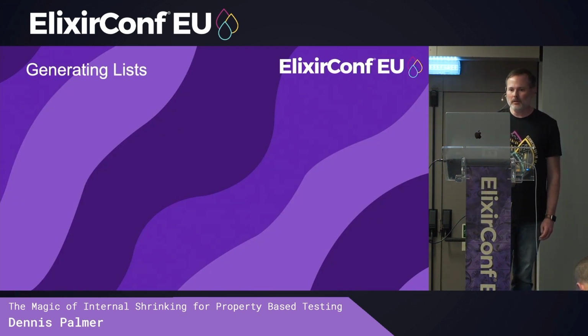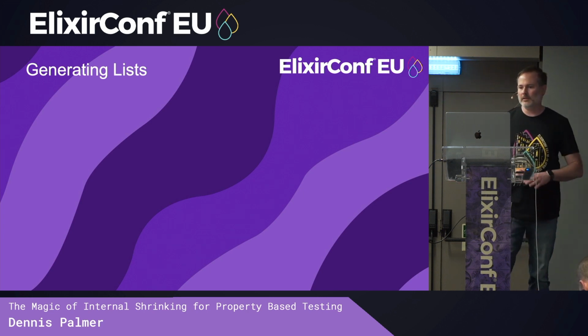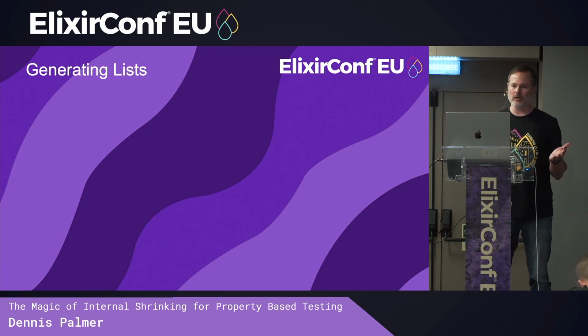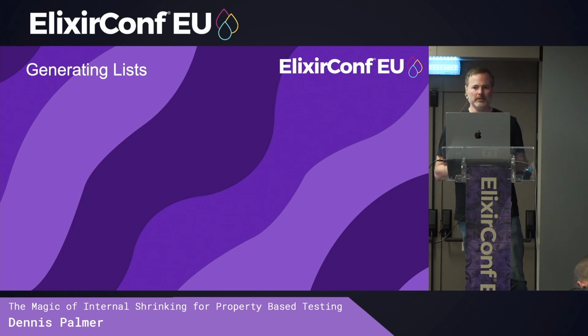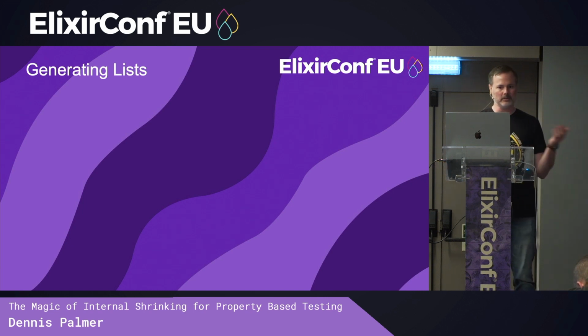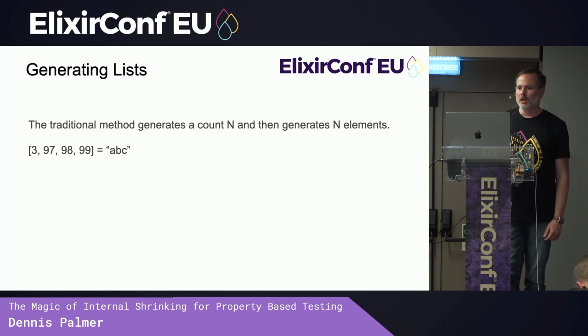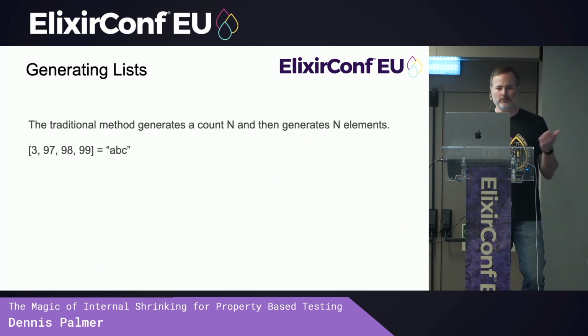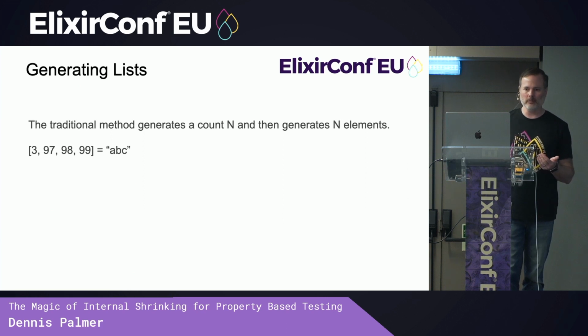Then we want to talk a little bit about generating lists, because it's surprising how many other generators are based on lists. Binary, atom, and string all internally use the list generator, which basically takes another generator and creates a list of values from that generator. In the traditional method of generating a list, you would pick a random count and then generate that many elements. So if you got a 3, you'd take 3 more random values, 97, 98, 99, and that would give you the string ABC.